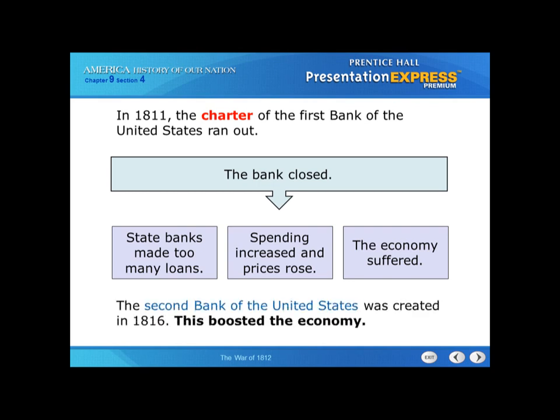The Second Bank of the United States was created in 1816. This boosted the economy. So remember, the national bank was controversial. The Republicans generally didn't favor it. They said, read the Constitution strictly, word for word. Let the states handle things. Let states have their own banks. Federalists were more favorable toward a national bank, under the necessary and proper clause of the Constitution.